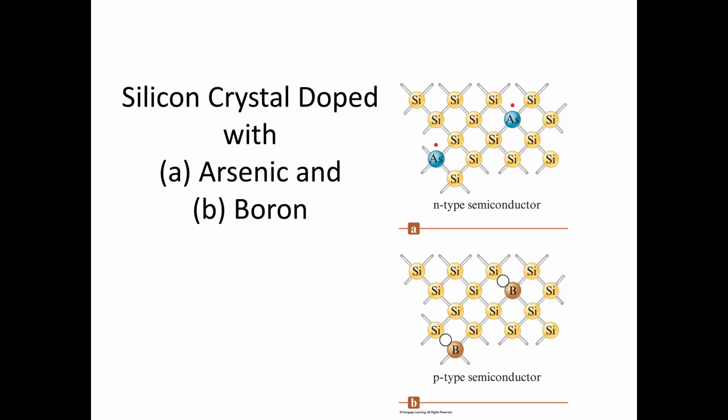Now, the nice thing about silicon is that it can be used to make both N-type and P-type semiconductors. We can dope it with something that's electron rich, like arsenic, or we can dope it with something that is electron deficient, like boron, to make either an N-type or a P-type semiconductor. This is why silicon has found so much use in solid-state electronics and is the basis of the computer industry in Silicon Valley.